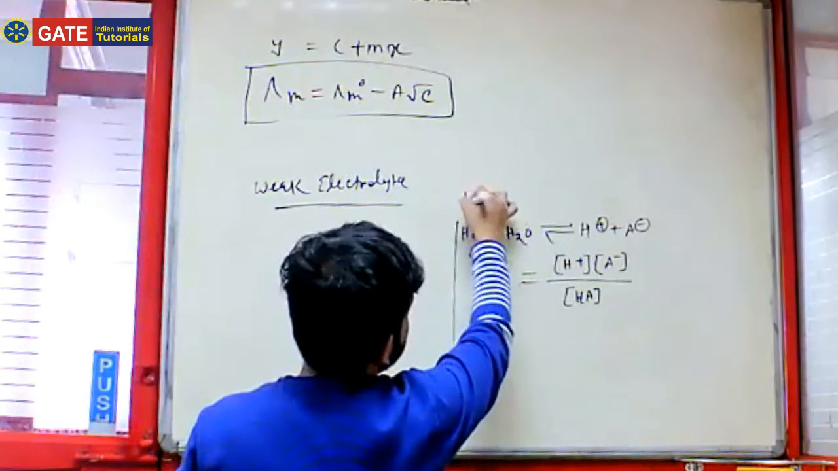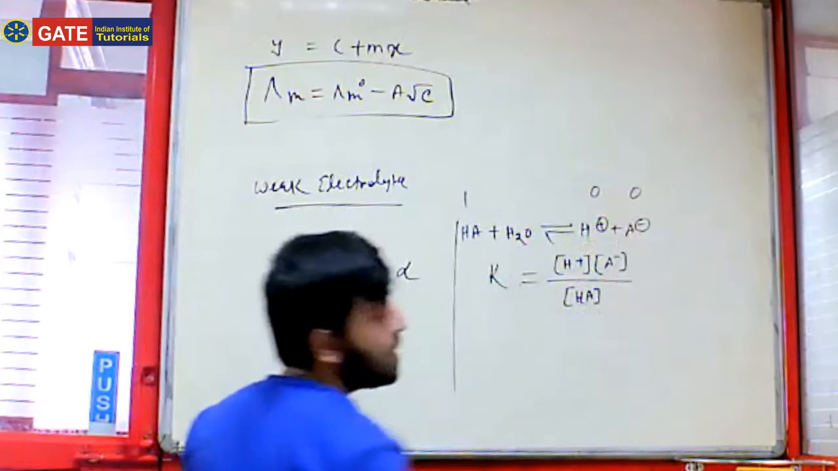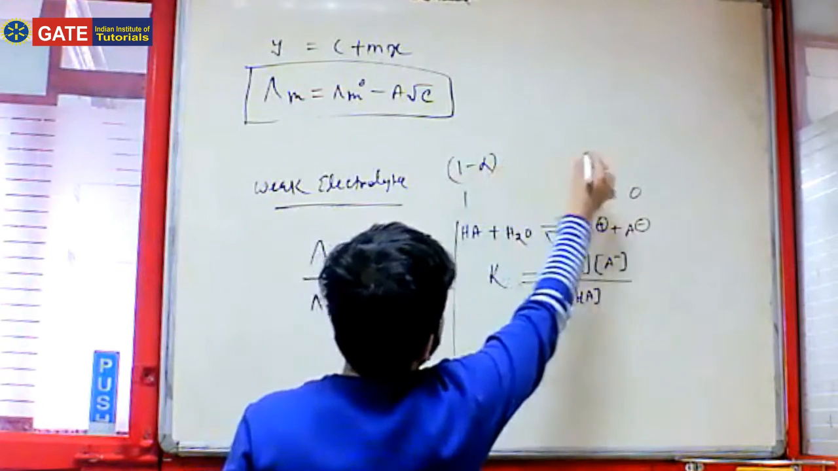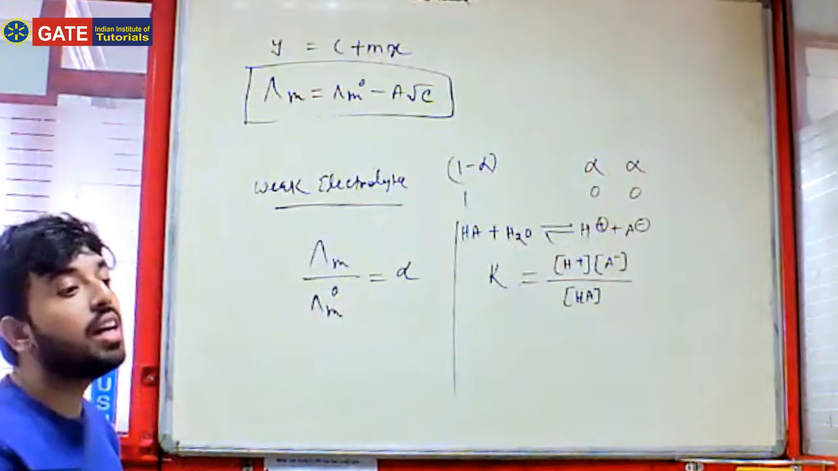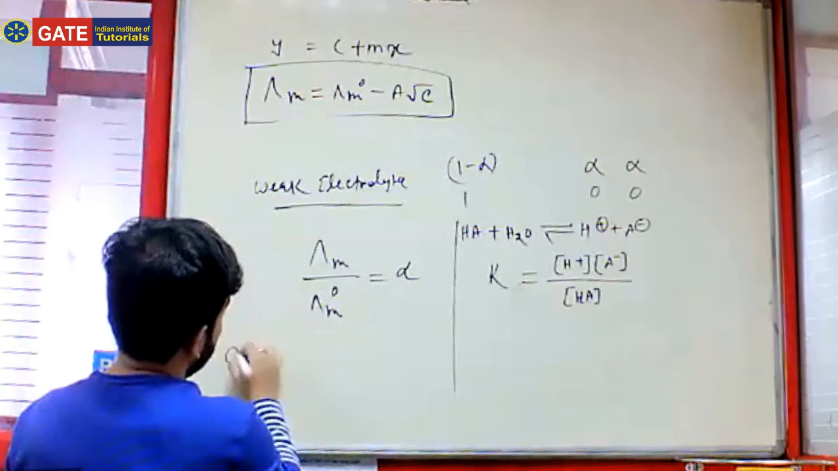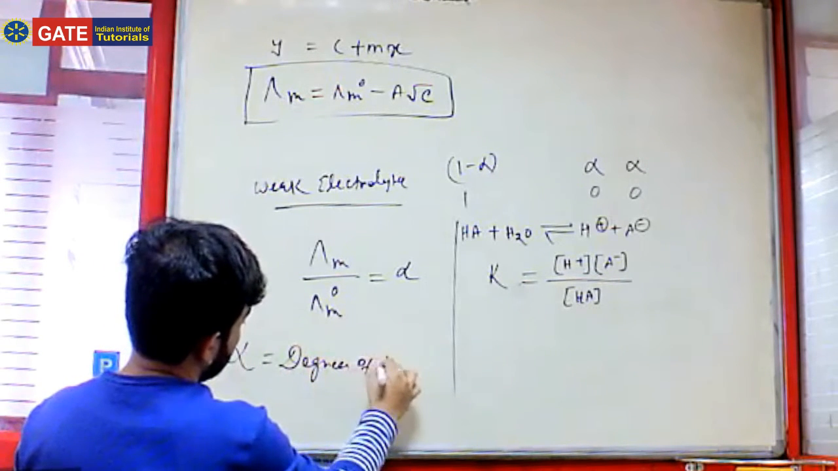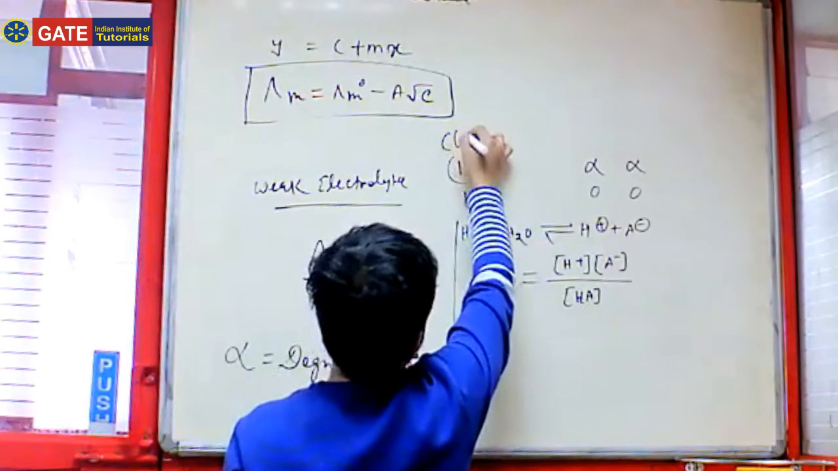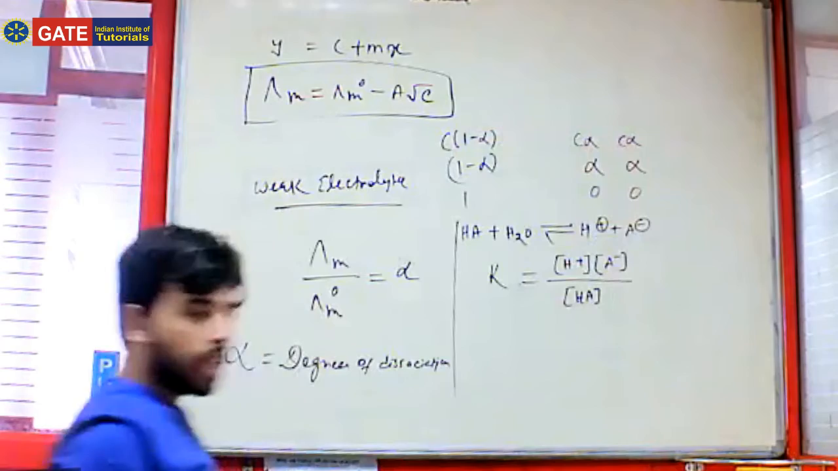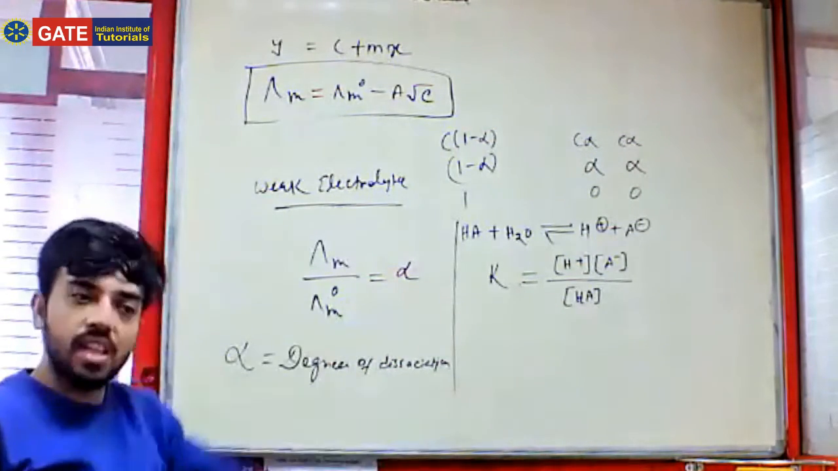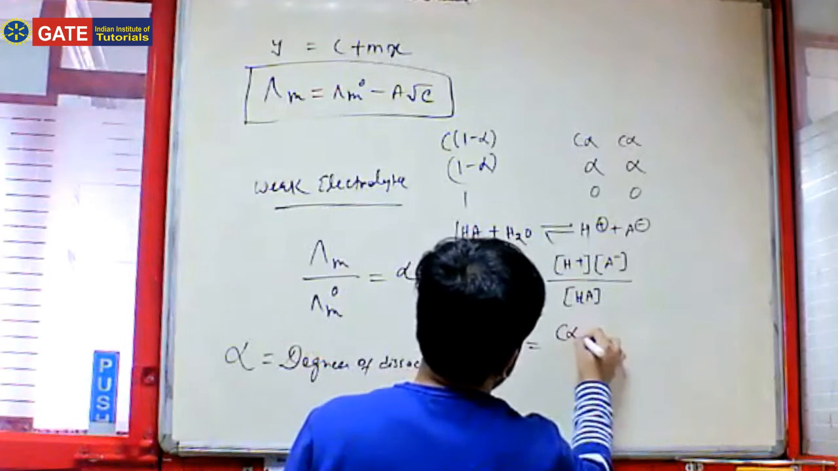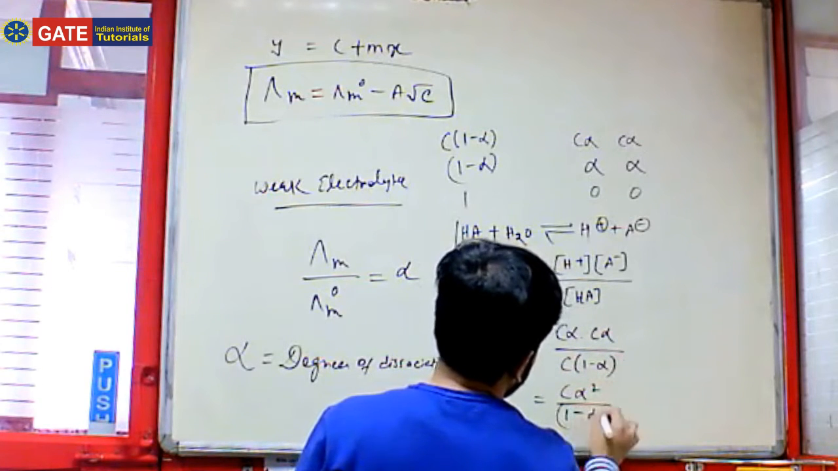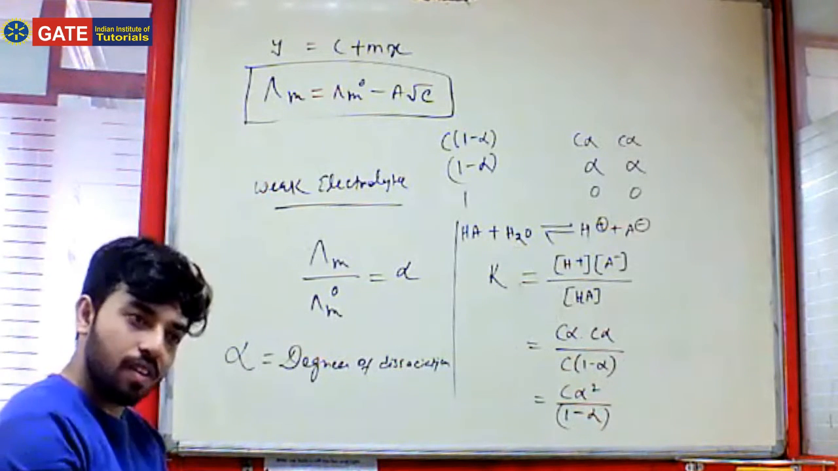So generally, remember this. If initially it was 1, this is 0, 0 at the initial time. Then the degree of dissociation happened, so 1 minus alpha. Alpha is nothing but the degree of dissociation. Okay. Then if the concentration was C, we can think of C into 1 minus alpha, C alpha into C alpha. Now put the value there. C alpha square over 1 minus alpha.